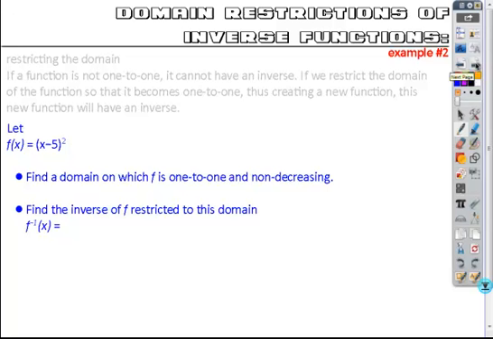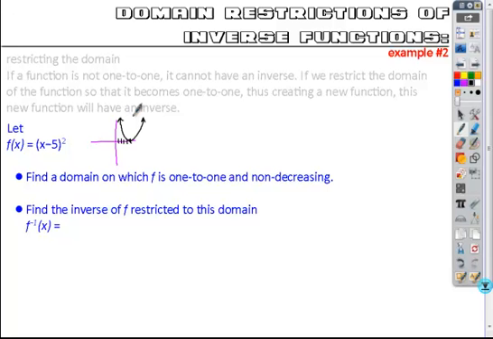When you are looking at a function where your original equation does not give you a one-to-one function, meaning if we took a look at this function right here and we sketched the graph of it, y equals x minus 5 quantity squared. So that's going to be a horizontal shift 5 units. Okay, and so we look at this graph.